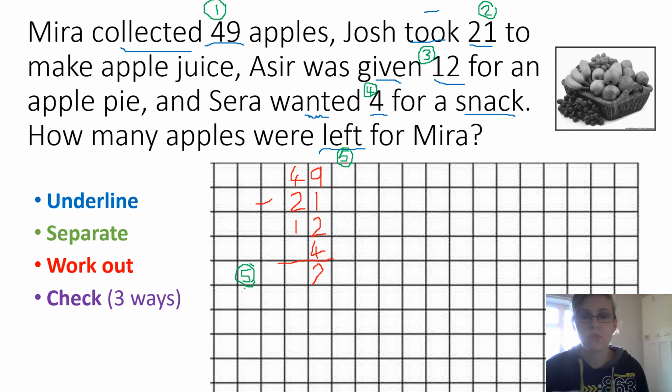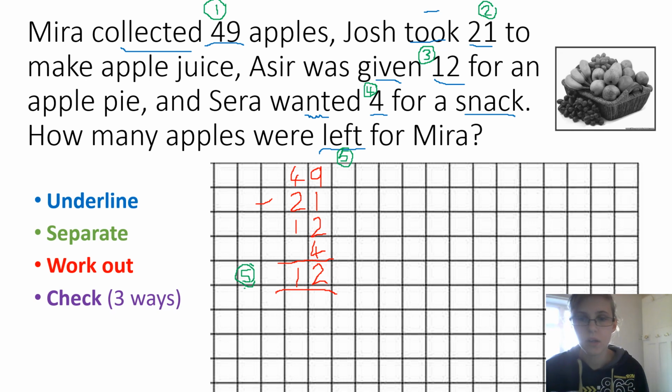So I've done that on my fingers. You can do that in your head if you are quicker than me. Then we've got 4, and we're taking away 2. And we're taking away 1, which has left us with 1, which means that the answer should be 12. Okay, so 49, take away 21, take away 12, take away 4 is going to be 12.